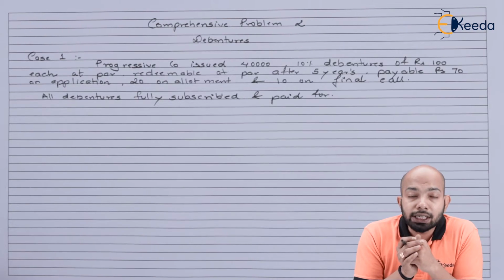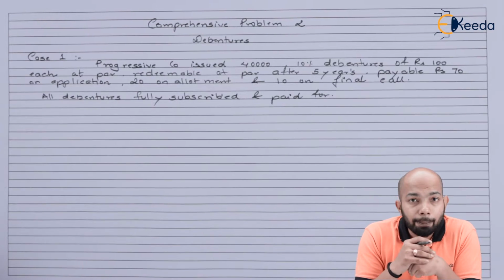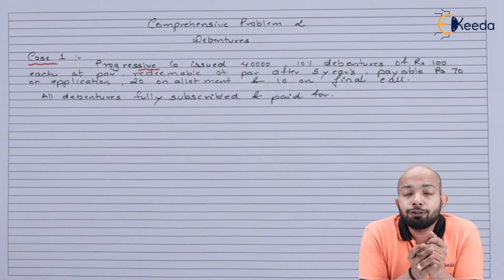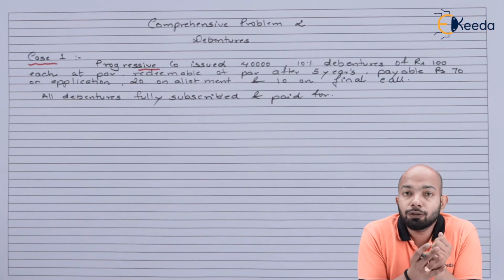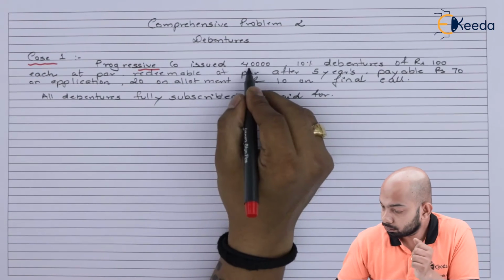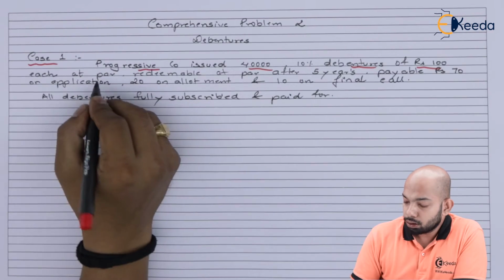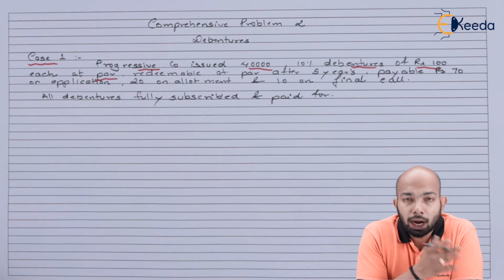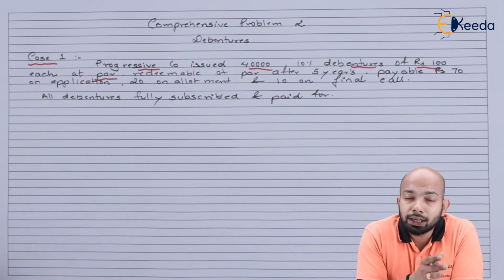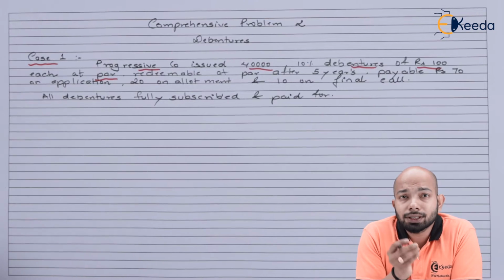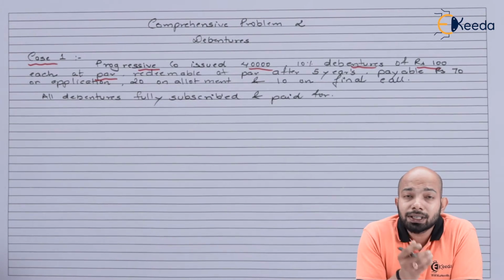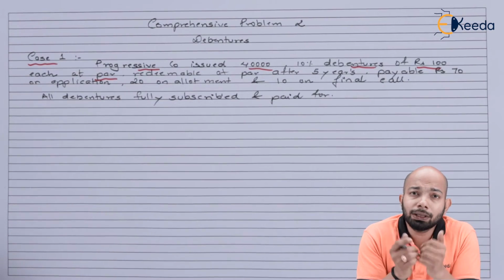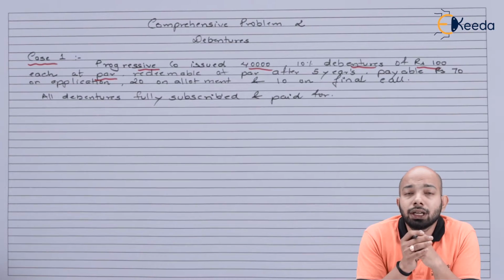Now, the case 1 that we have for discussion refers to Progressive Company Limited. The company issued 40,000 10% debentures of rupees 100 each, and they were issued at par. That means face value 100, issue price is also 100 here. These debentures were redeemable at par after 5 years. That means after 5 years, these debentures have to be redeemed, or rather paid back to all the customers.